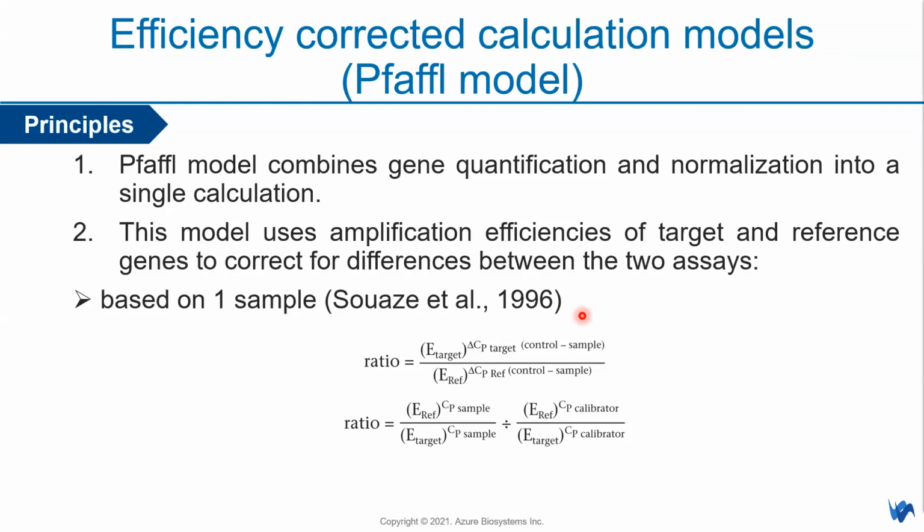the calculation will be different based on one sample. If you calculate based on one sample, that will be easier. That means your efficiency will be efficiency times the delta CT target, control minus a sample. So this is a bit of a mouthful. Later I'll show you in the explanation. Okay, so this is what the equation looks like when you have one sample.